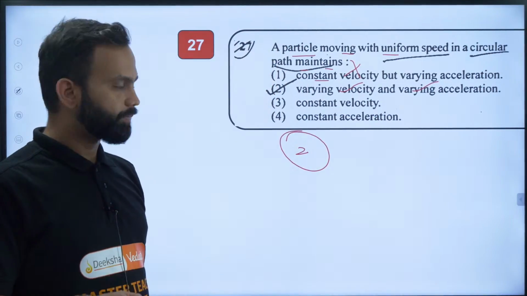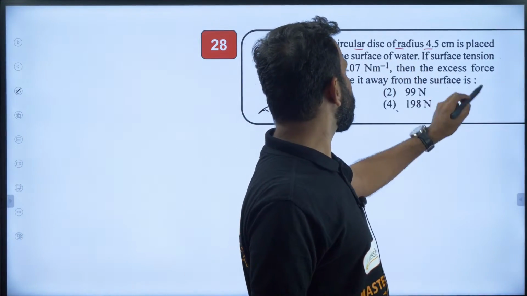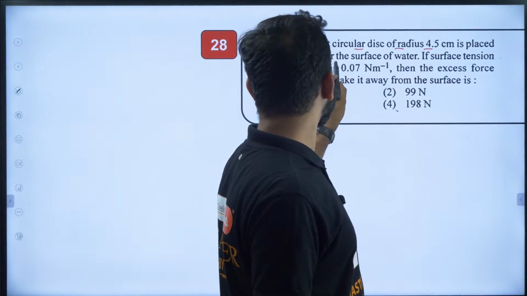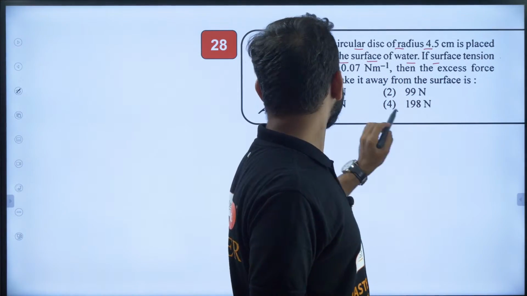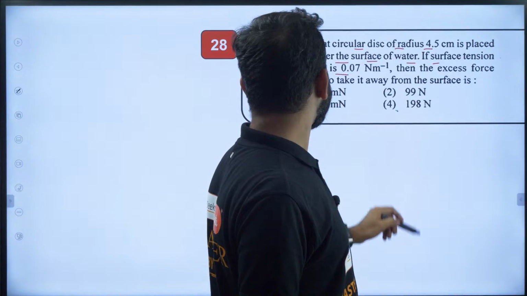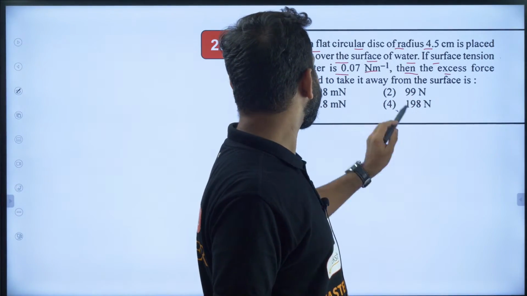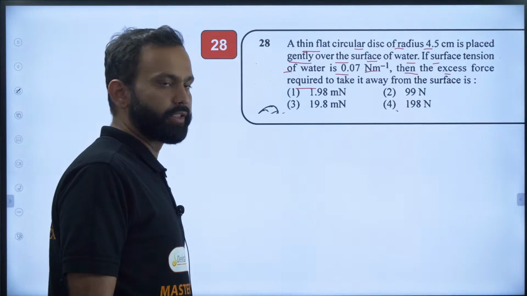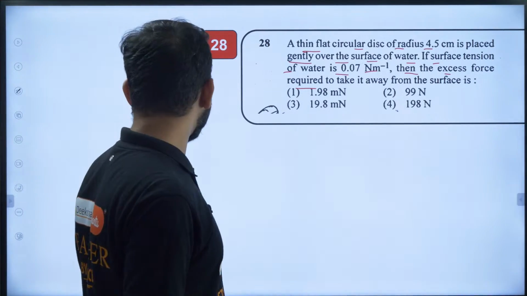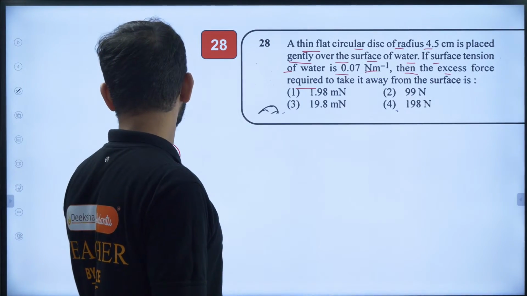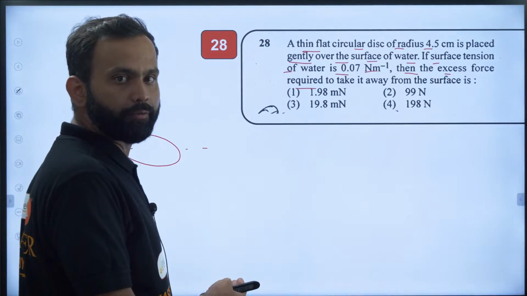Okay, question number 28. A thin flat circular disc of radius 4.5 centimeter is placed gently over a surface of water. If surface tension of water is 0.07 Newton per meter, then the excess force required to take it away from the surface? When you place the disc on the surface of the water, there will be a force of surface tension.